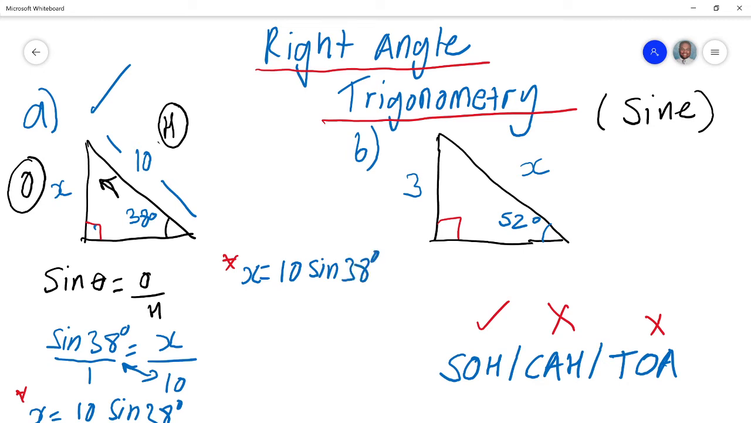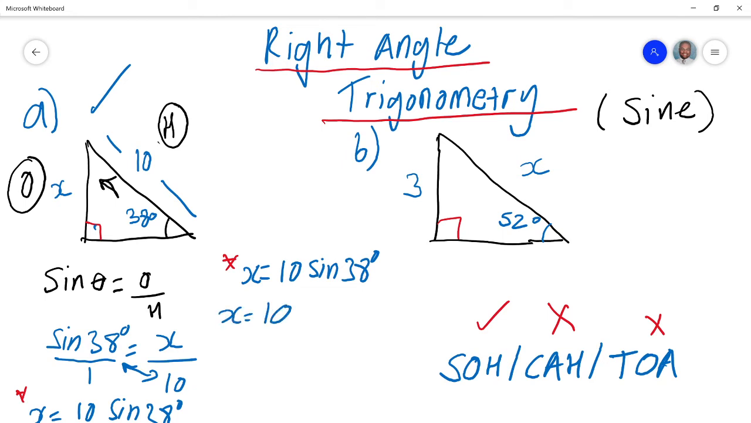Now we need to use a calculator because off the top of my head, I don't know what sine 38 is. These questions require you to use a calculator. If this was a non-calc section, you simply leave the answer like that because you can't go any further. So in this situation, we need to work out what is sine 38, and the answer we get, we times it by 10.